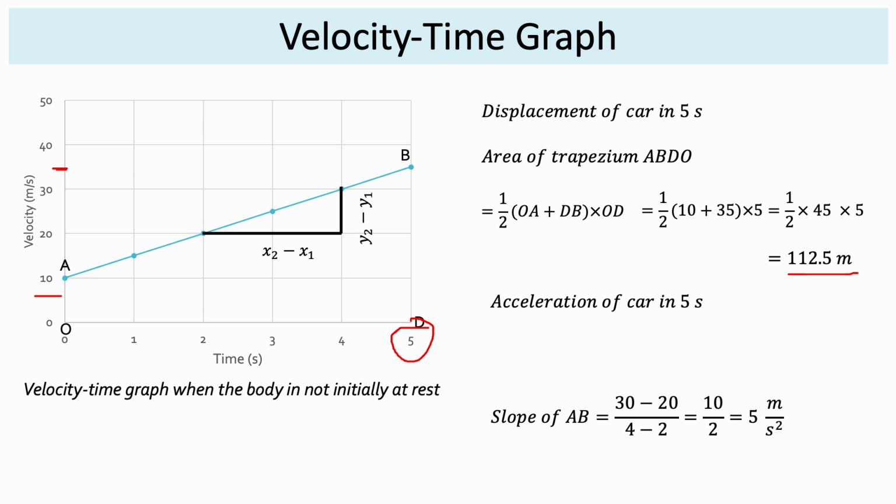You can take any values of y2 and y1 along this line. Okay, so we have chosen this. So 30 minus 20 divided by 4 minus 2 would give us 5 meters per second squared. This is the acceleration. So the area of the trapezium gave us the displacement, whereas the slope gave us the acceleration.